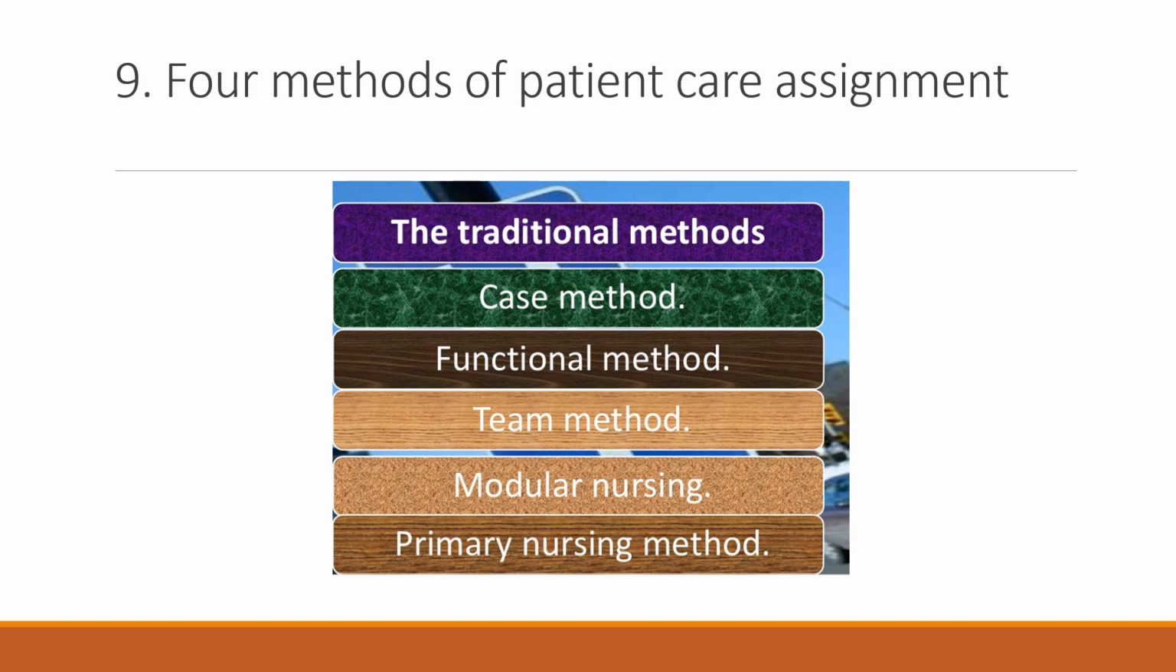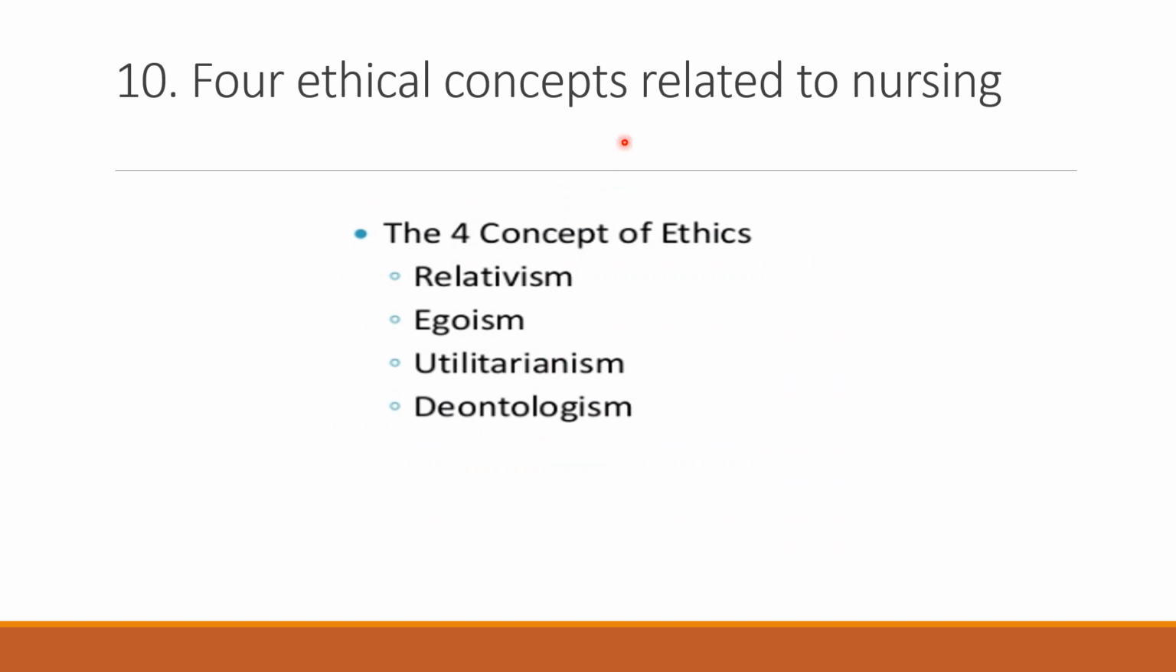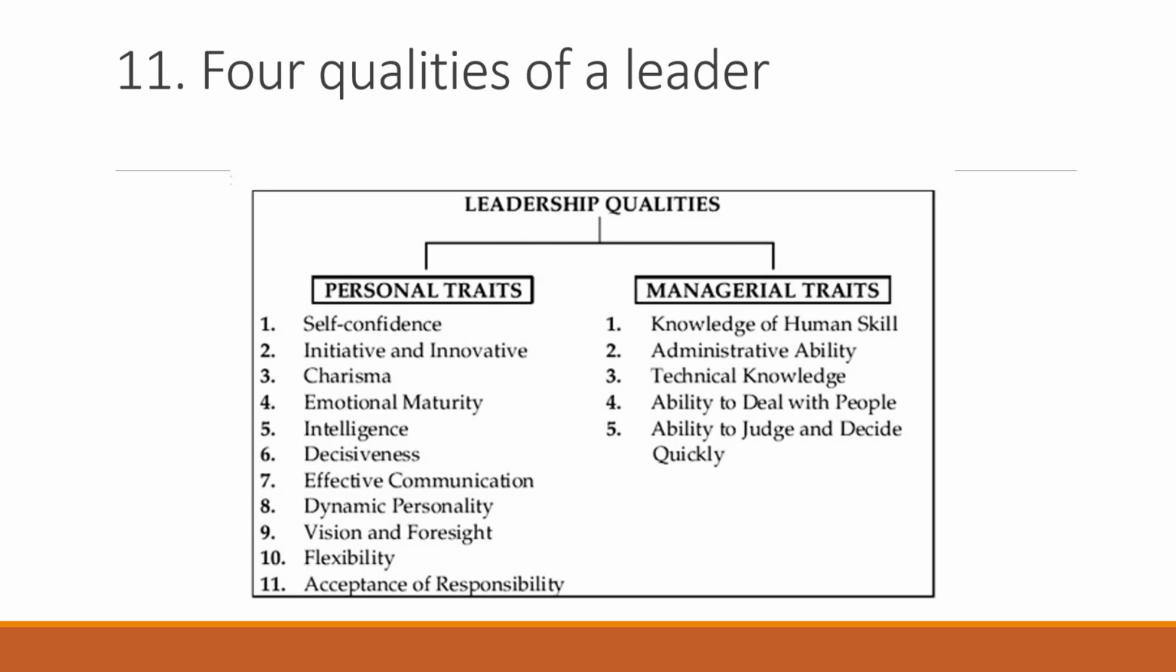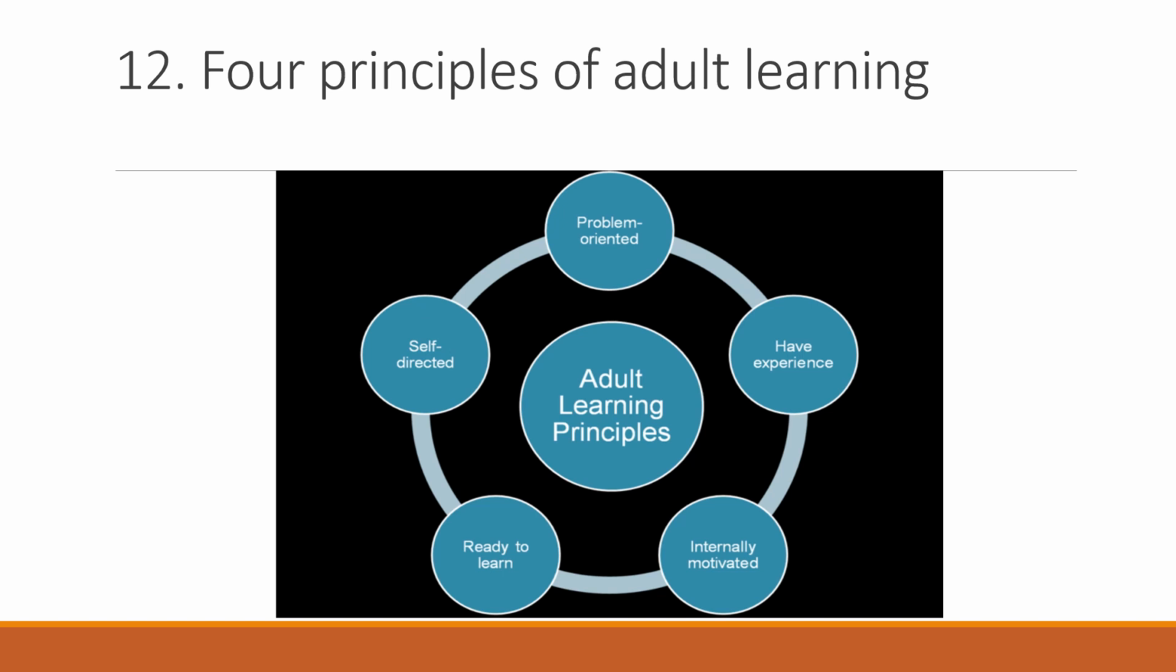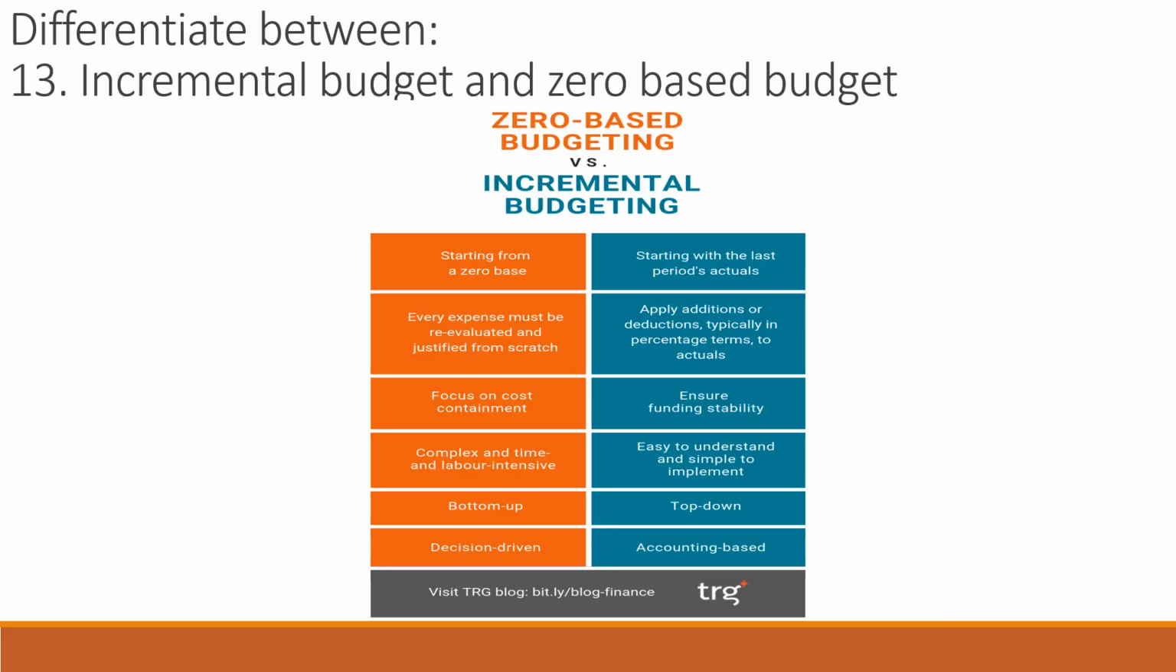After this you have to mention 4 ethical concepts related to nursing. The 4 concepts are mentioned here. For qualities of a nurse leader, here you can see in this diagram leadership qualities, personal traits and managerial traits. Out of this you can mention 4. For principles of adult learning, they have asked as the next question. The main principles of adult learning are mentioned here. In that you need to list down 4.